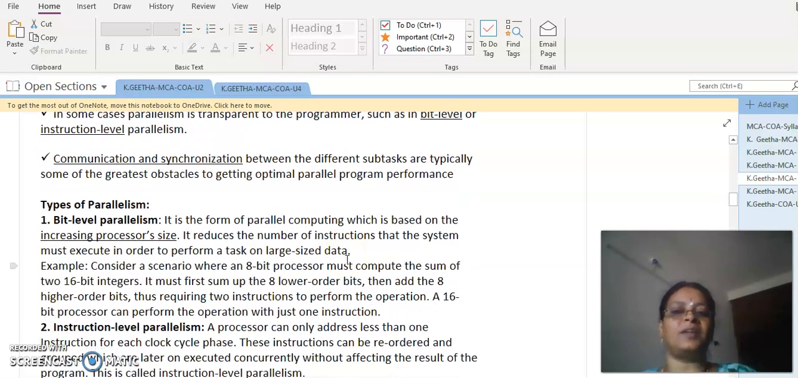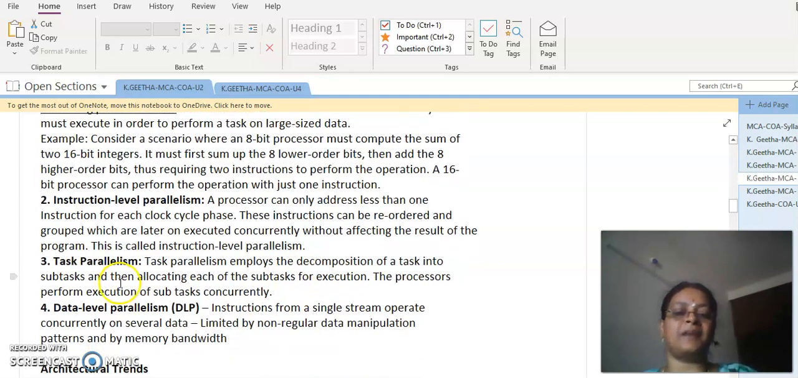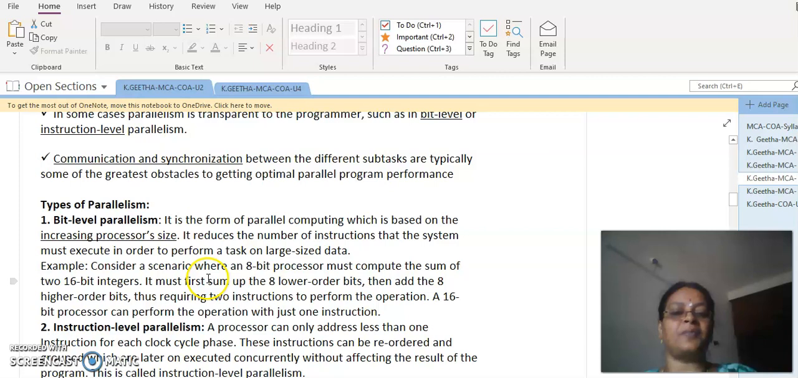And now we will discuss the different types of parallelism. As I already said, parallelism can be classified as bit level parallelism, instruction level parallelism, task level parallelism, and data level parallelism. Coming to bit level parallelism, it is a form of parallel computing where the processor size is increased, and it reduces the number of instructions that the system must execute in order to process large sized data. So we have multiple data provided, and they will be able to execute multiple operations on these data in a given span of time.